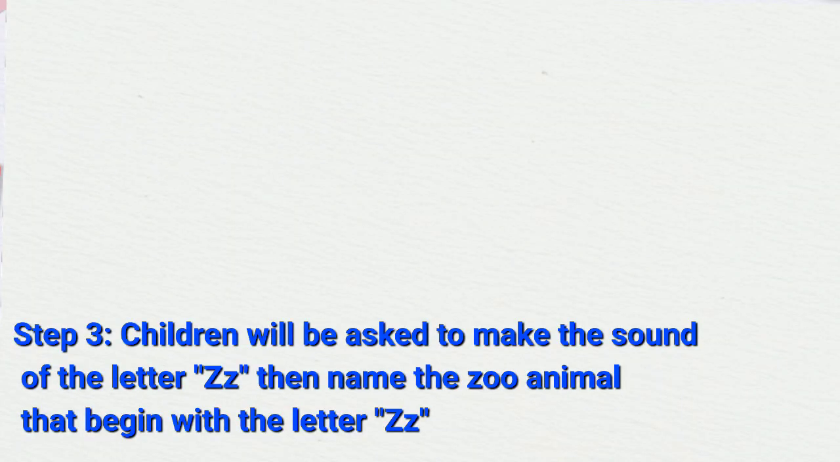Step number 3, children will be asked to make the sound of the letter Z. Now, if they're unable to make the sound of the letter Z, then the teacher will make the sound and ask them to reproduce the sound. And after the reproduction of the sound, then you're going to ask them to identify the animal on the chart that begins with the letter Z.